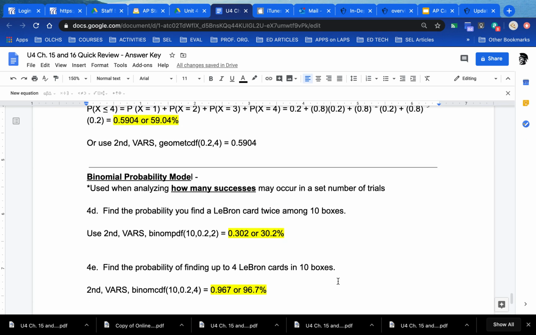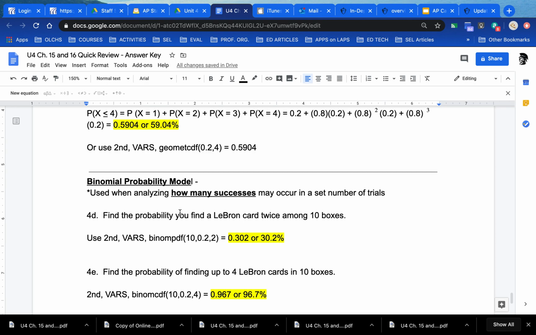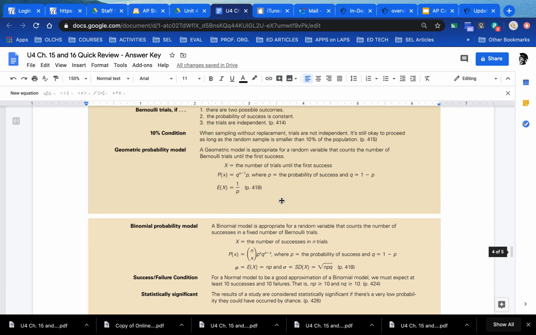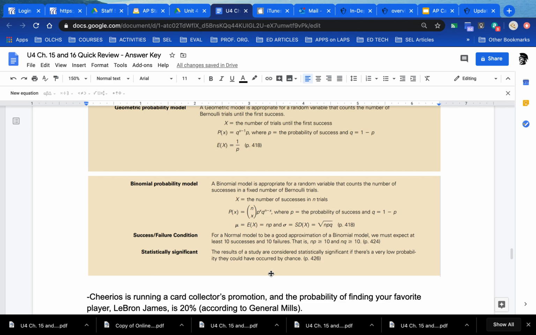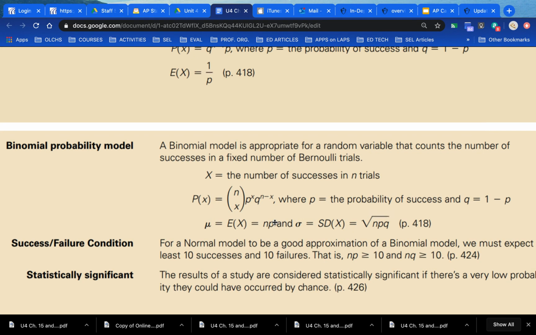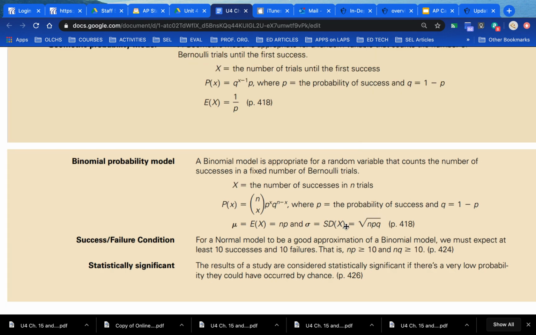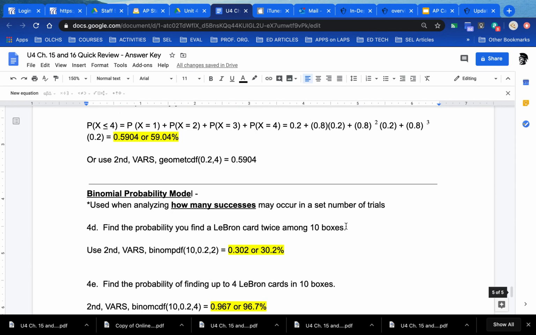Now, something I didn't write here was an expected value and standard deviation problem. So you could have found the expected value, meaning how many successes should I expect in a given number of trials, and that's where you would have used this information right here. The expected value when you do a binomial is just n times p. So if I did 10 trials times 0.2, I would expect 2 successes. That's what that would represent. And the standard deviation would be the square root of n times p times q. All right, so that is it.